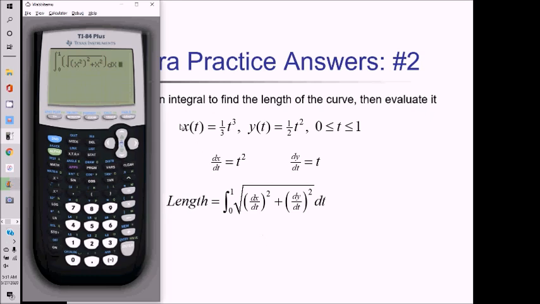So on my calculator, here's what it all looks like. We have integral from 0 to 1. We have our square root. This is really t squared squared, dx over dt squared. This one is dy over dt squared, which is just t squared. And I used x's for everything because it's okay as long as you use the same variable. Press enter, and that's about 0.609.